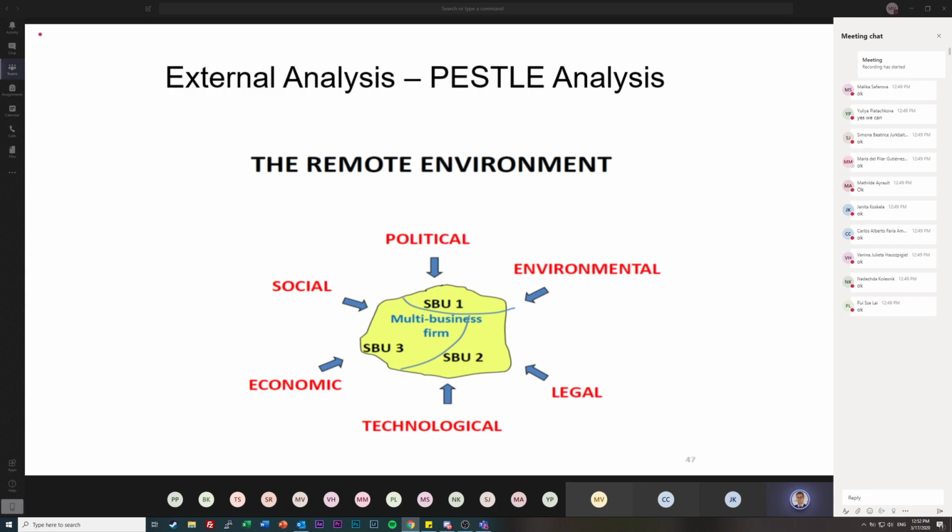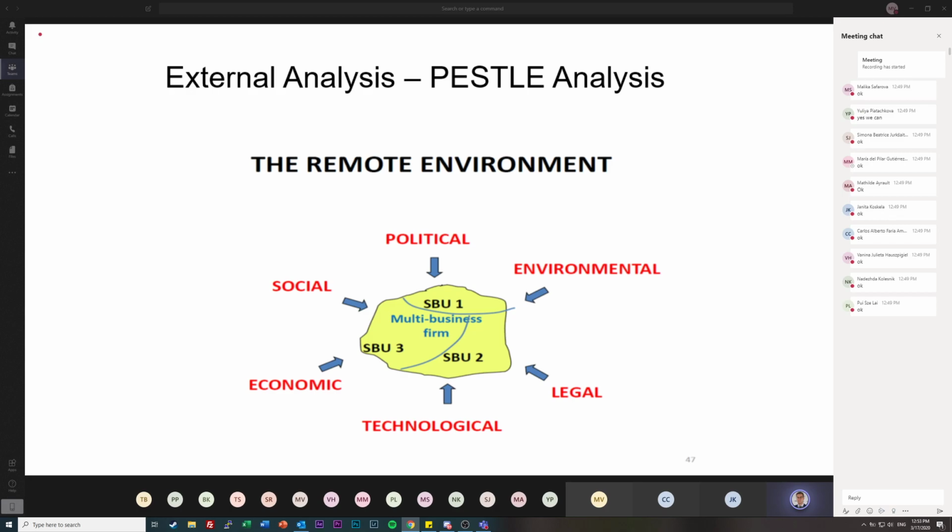I hope that everybody has already heard about this method. It is also an example of a method from the external analysis because it describes and evaluates the external environment, sometimes called the remote environment of the company. The parts of the PESTEL analysis are the political, environmental, legal, technical and technological, economic and social factors. Sometimes it's also known under the name STEPL or steeple analysis, so it's generally the same.